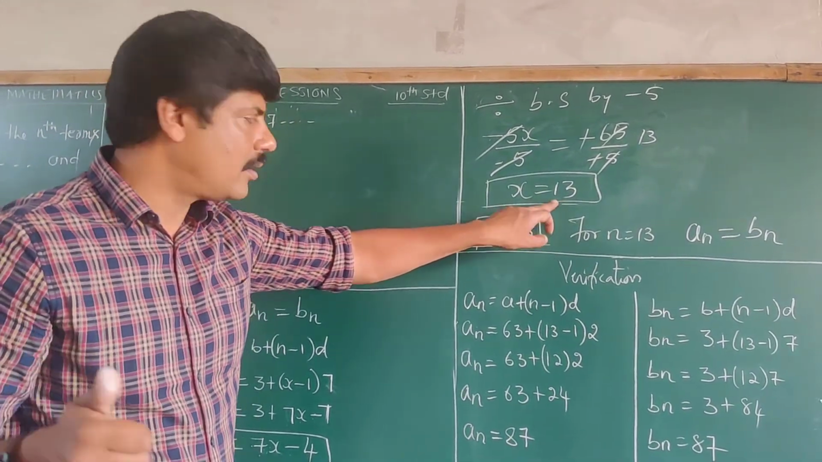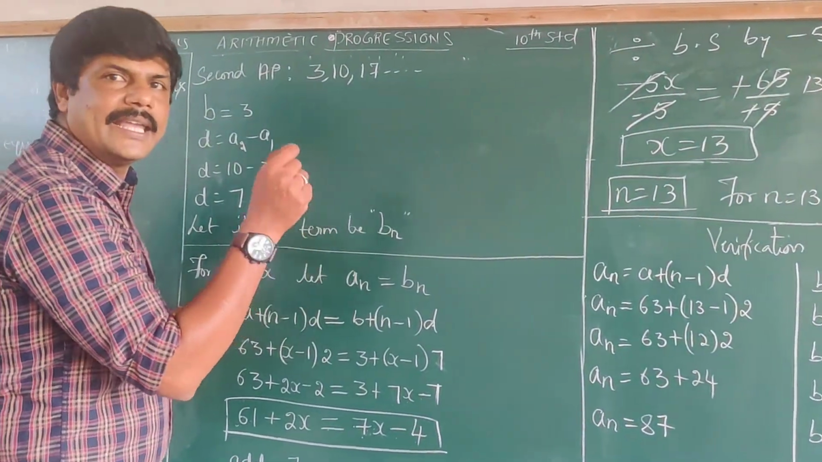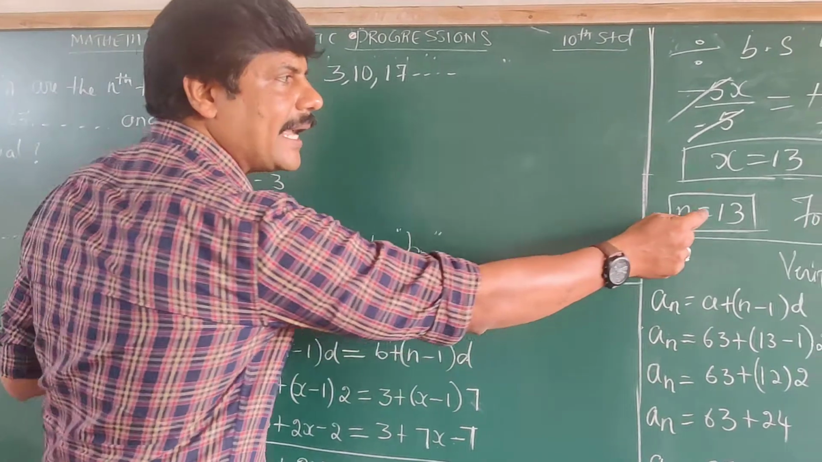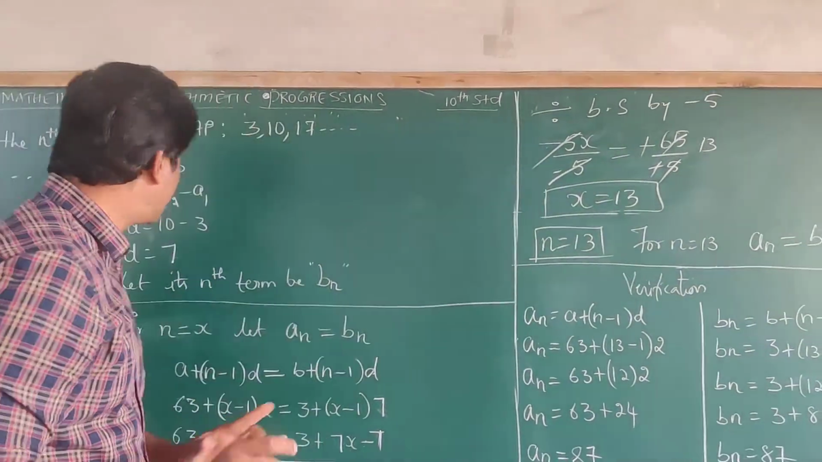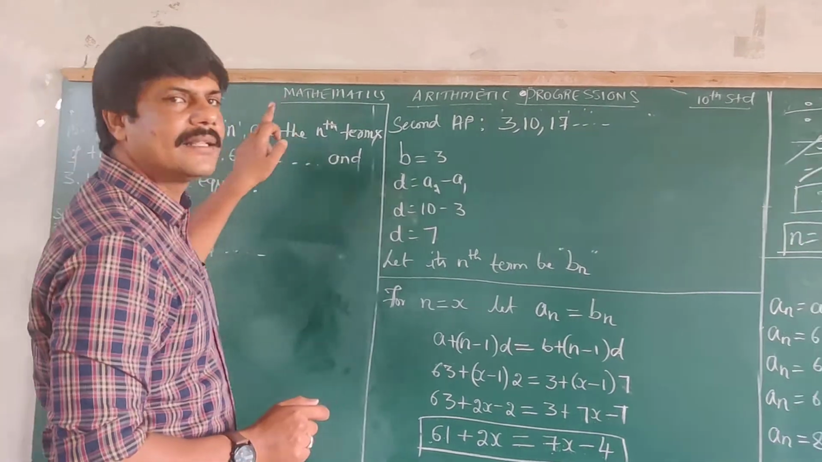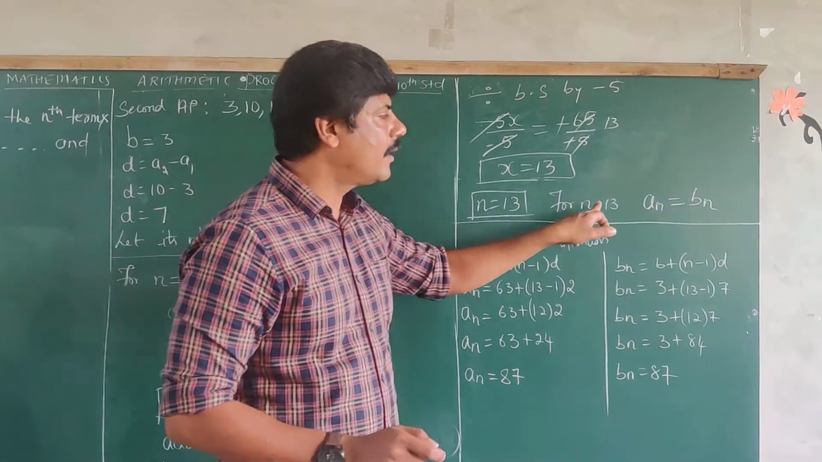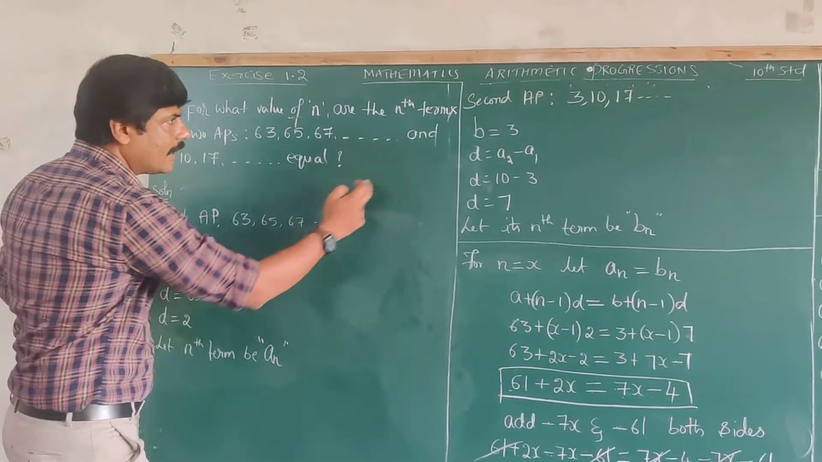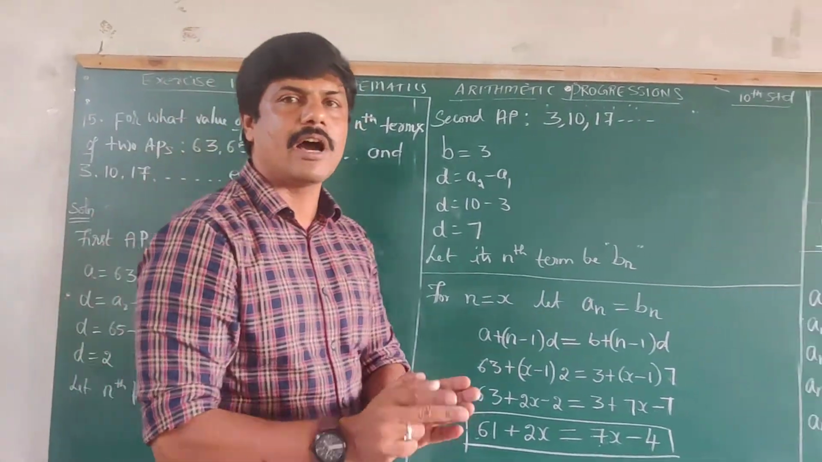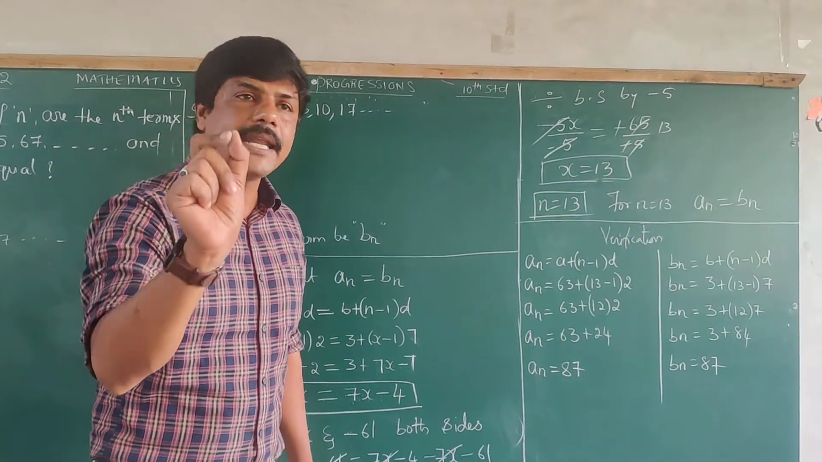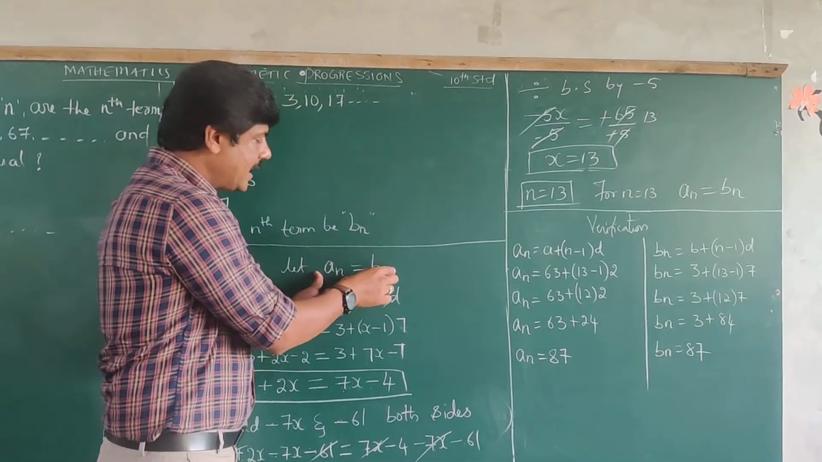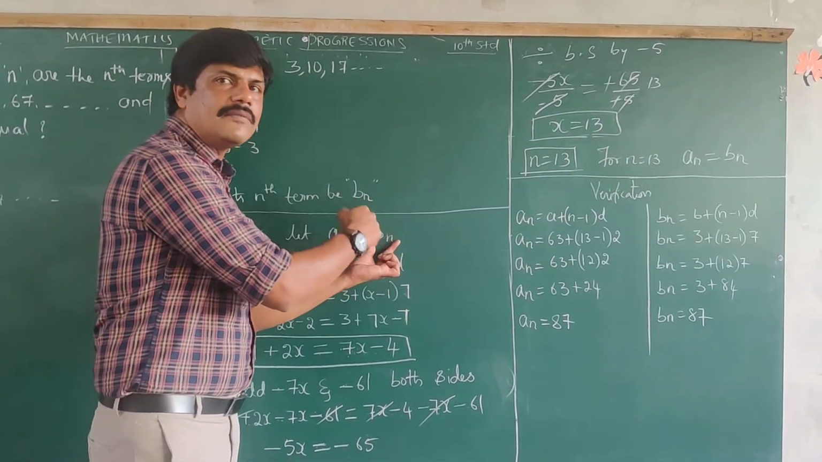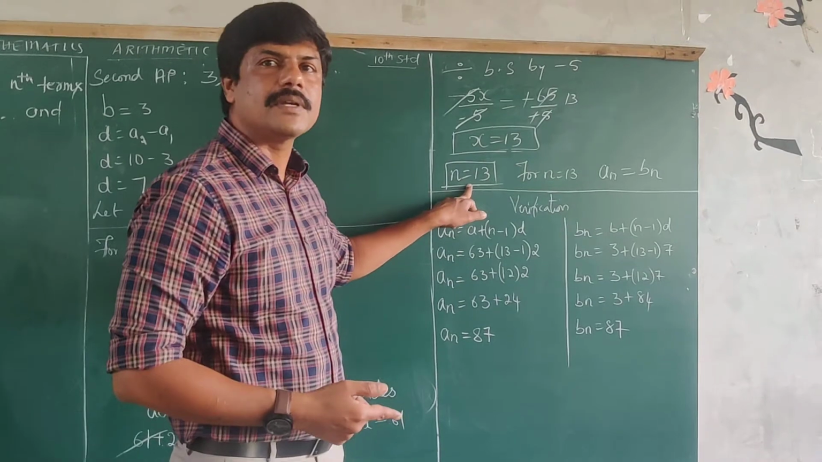What does it refer to? For what value of n does an become equal to bn? For the x value, what is that x? x is nothing but 13. So we will say that for n equals 13, both the nth terms an and bn become equal. For n equals 13, an, the nth term of the first AP, becomes equal to the nth term of the second AP.